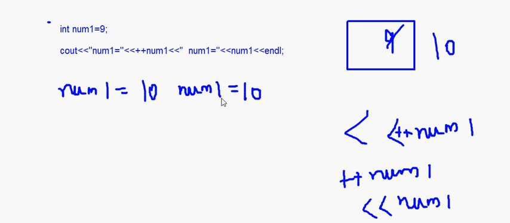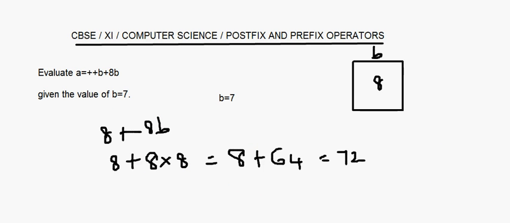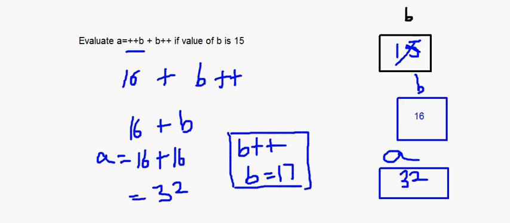So this way you have to do such evaluation sums of postfix and prefix, and postfix and prefix operators are very important as far as your predict the output questions or finding out the error questions are concerned, right? So the concept should be very clear. Here I have taken up some 3-4 questions on how to evaluate these postfix and prefix operators, right?